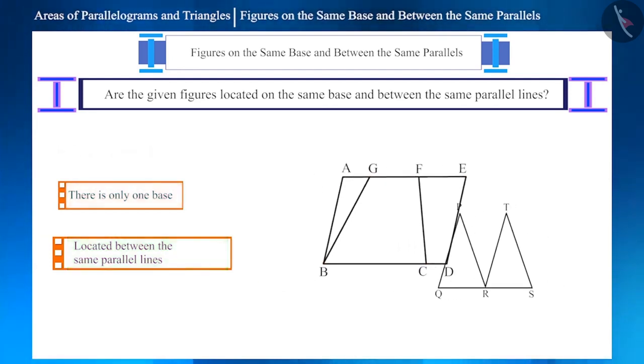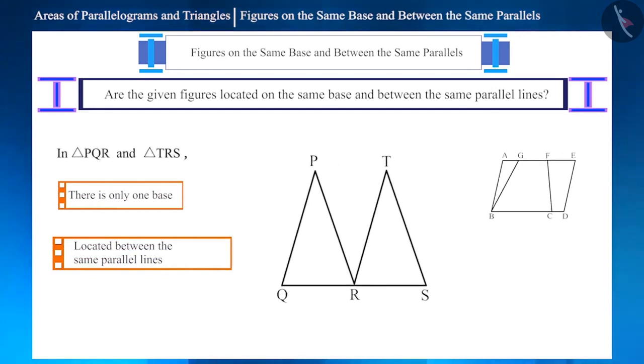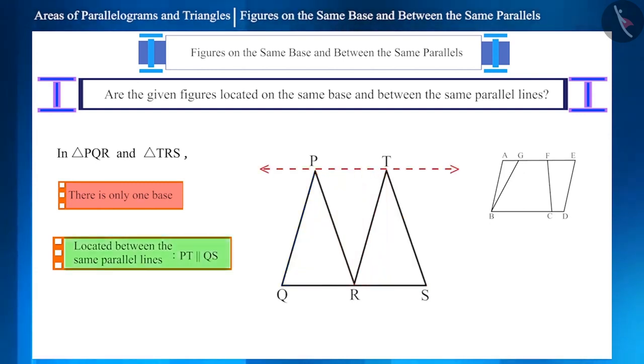base. Similarly, in the second figure, we can see that the two triangles do not have the same base. They have different bases, but the two triangles are located between the same parallel lines, PT and QS.